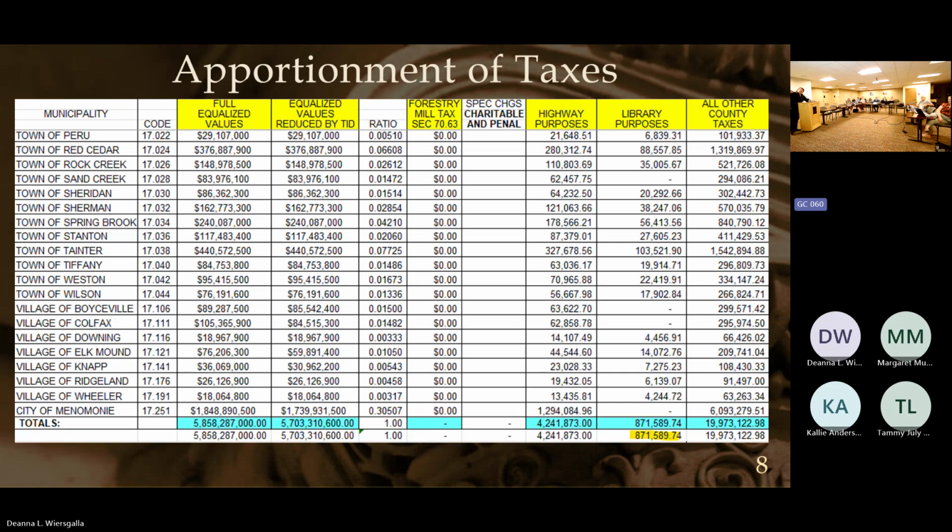But what is a demonstration here is that you can see that, for example, for our library purposes, the village of Boyceville, the village of Colfax, and the city of Menominee are not assessed the library taxes, and the town of Sand Creek, because they have their own library, right? So anyone with the slash, they're not sent the county funding. So of that, these are the new numbers, $871,000, it has to be divvied out amongst the entire municipalities of the county to make sure that we can have that funded.